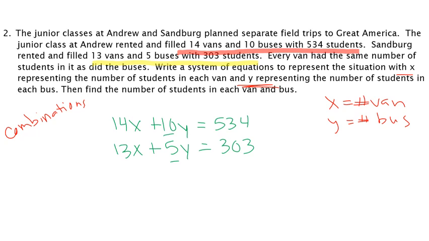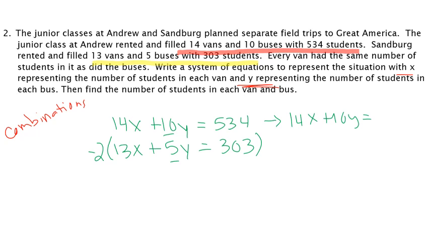I can multiply 5 by 2 to get 10. I want them to be opposite signs, so I'm going to do -2. And then we're going to go ahead and solve using elimination. So I'm going to write this off to the side here. The top equation for us didn't change. The bottom equation is -26x minus 10y equals -606.